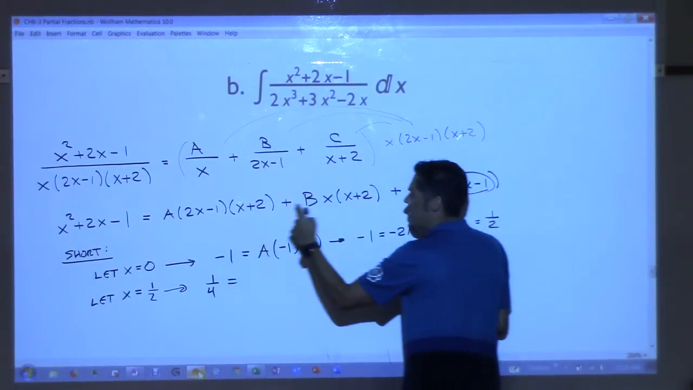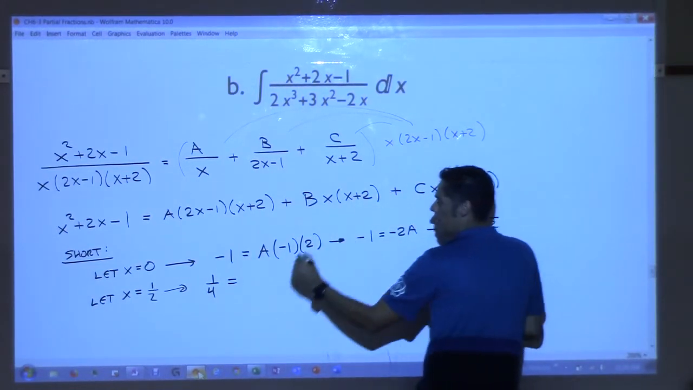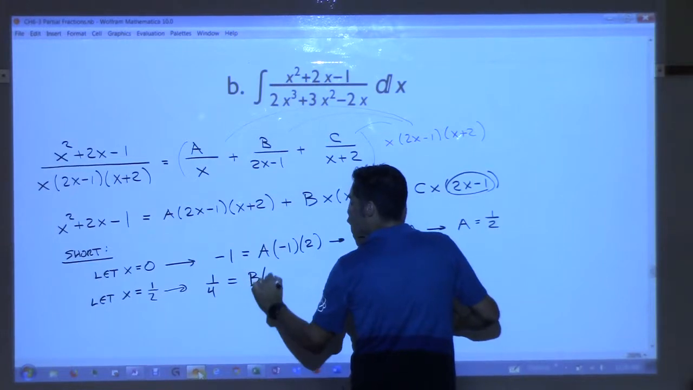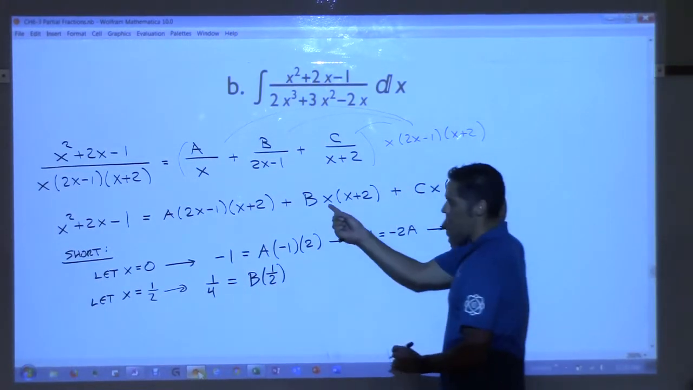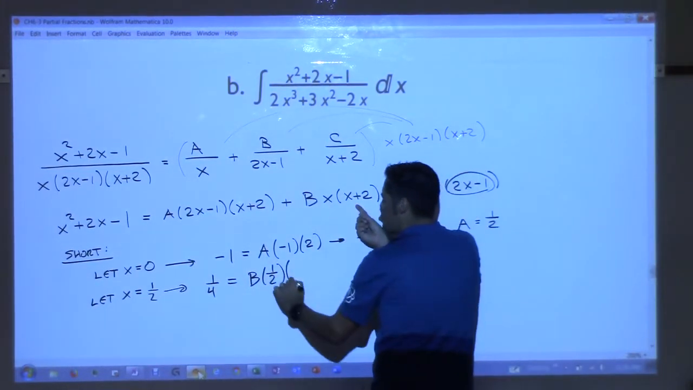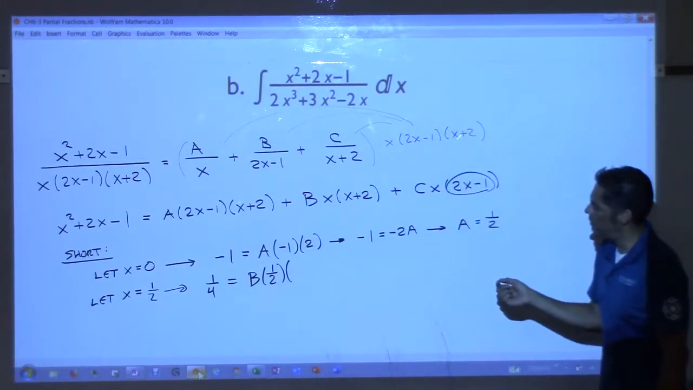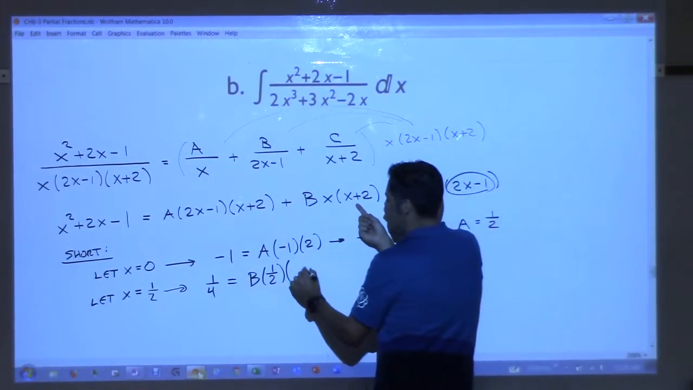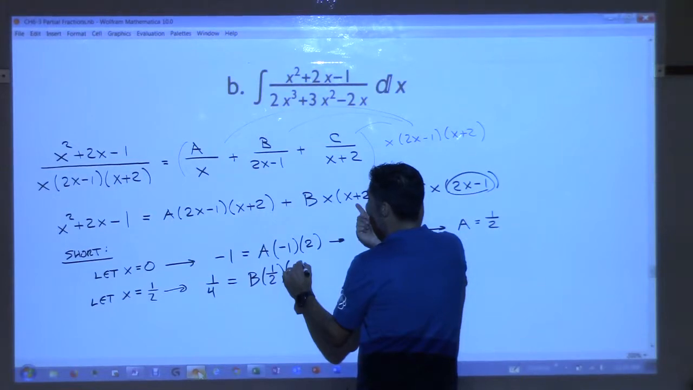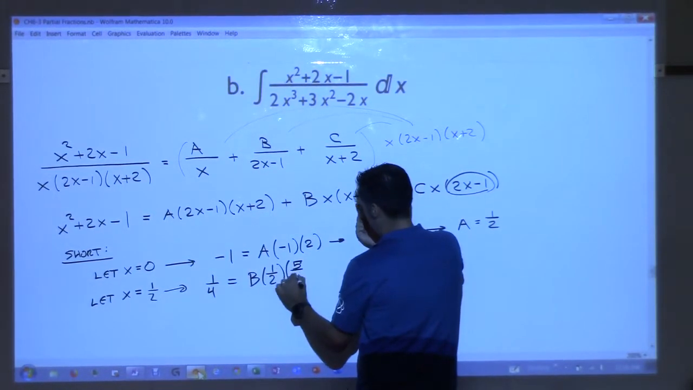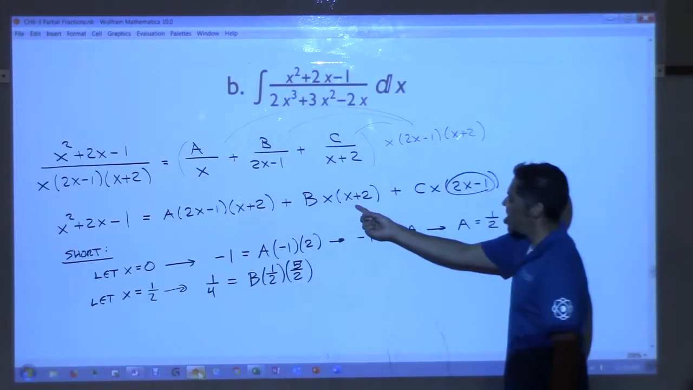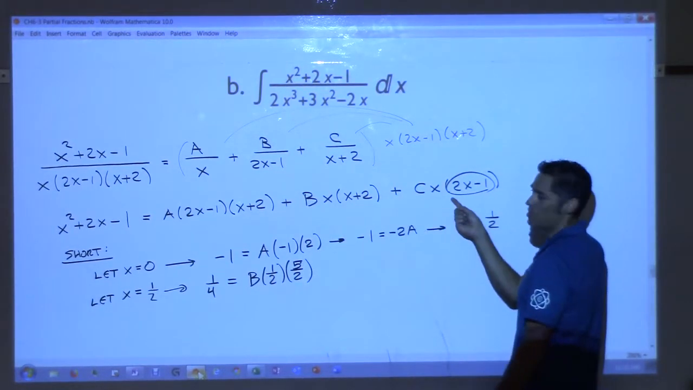It's gone. Here it's not gone. That's going to be b times a half, because I'm replacing x with a half. And then what's a half plus 2? 5 halves, 5 over 2. And then this is gone.